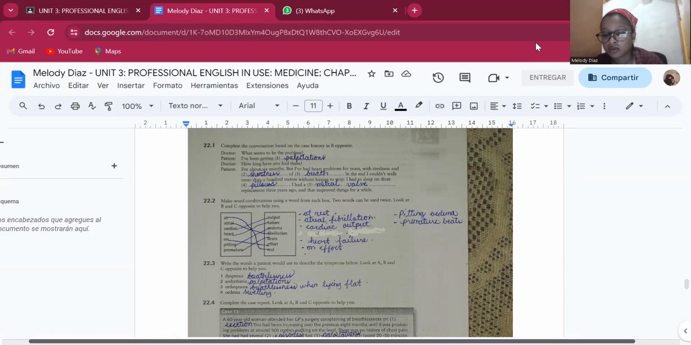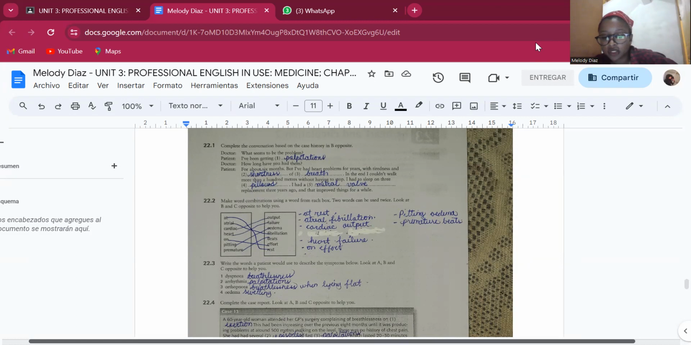I have to sleep on 3 pillows. I had a mitral valve replacement 3 years ago, and that improved things for a while.